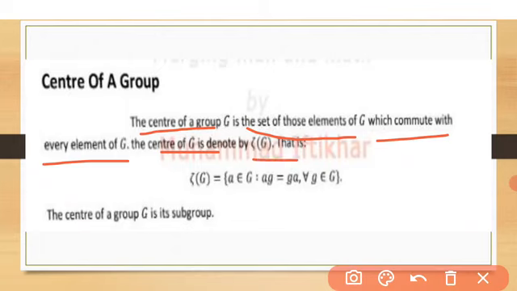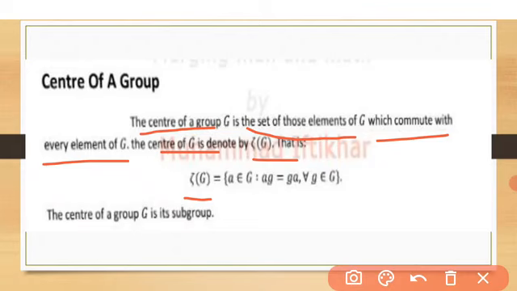It is denoted by zeta G, that is zeta G is equal to the set of A belongs to G such that AG is equal to GA, meaning A commutes with G for all G belongs to G. All the elements of G, A commutes with all the elements of G.